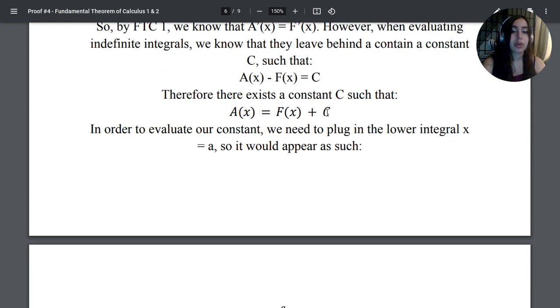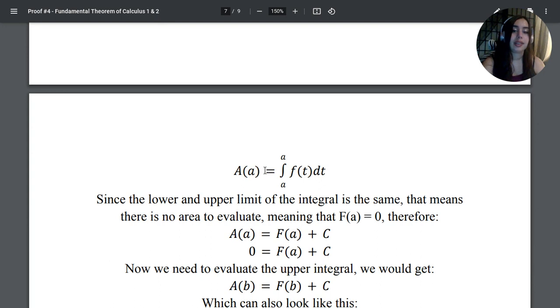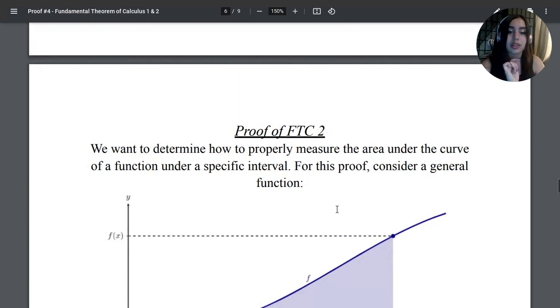So in order to evaluate our constant, we need to plug in the lower limit, when x equals a, so it would appear as such. So A of a is equal to the integral from a to a of f of t dt. And notice, since the upper and lower limits are the same, because it's a to a, that means that there is technically no area to evaluate, which means A of a is equal to 0. Therefore, when we plug this in, it is equal to 0, which is equal to F of a plus c.